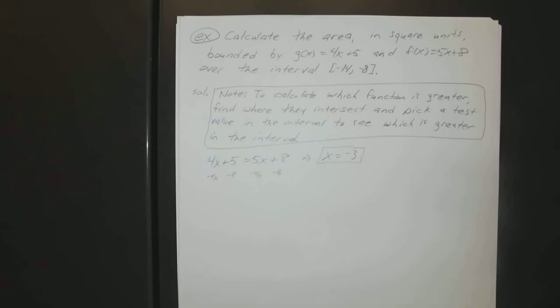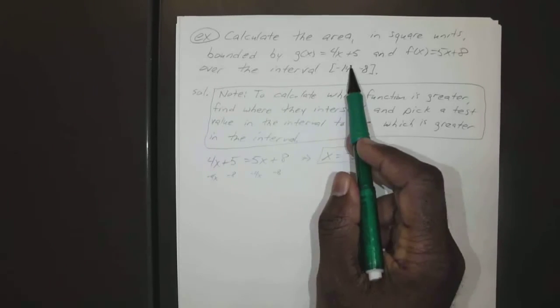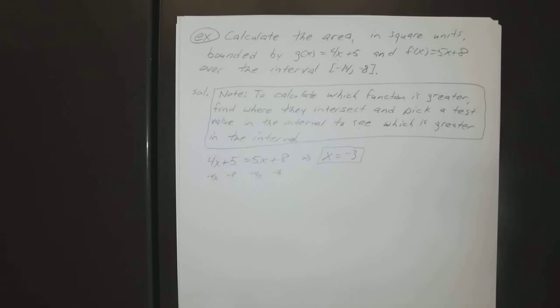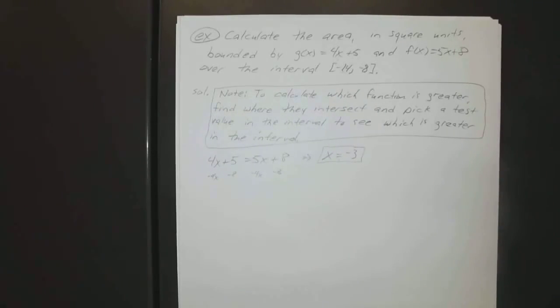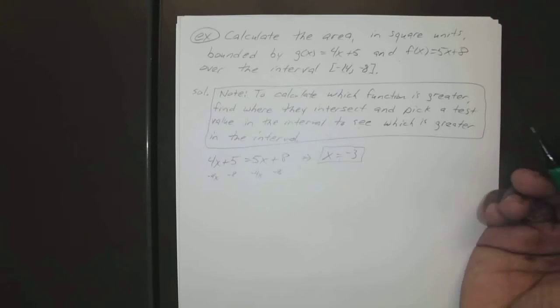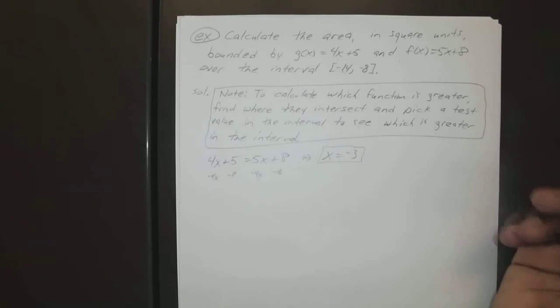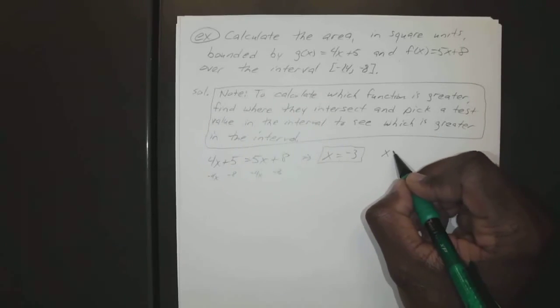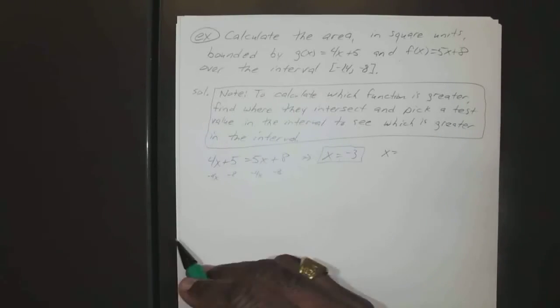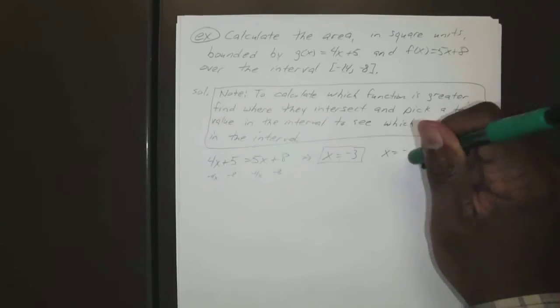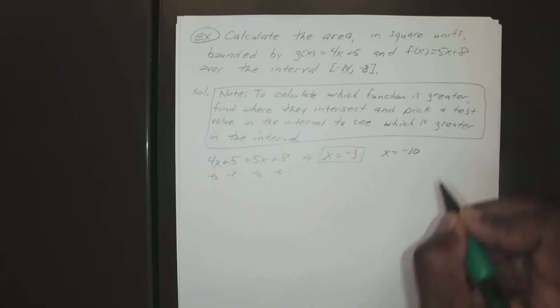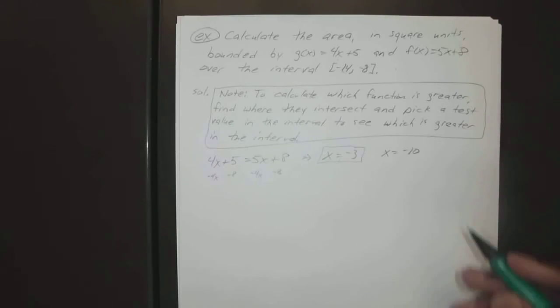Okay. So we have where x equals -3. We know that those two are linear, so they only intersect at one point. They intersect at x equals -3. So now we pick a test point. If they intersect, we'll pick a point to the left of it. We'll say x equals -4. Yeah, better yet, -10, since -4 is actually not in the interval.